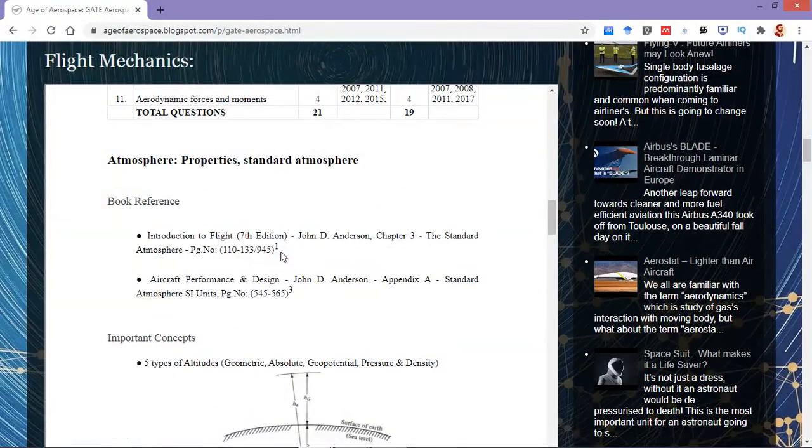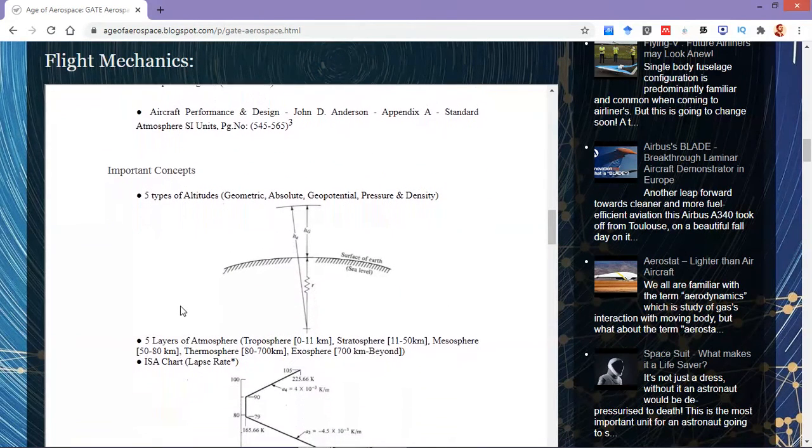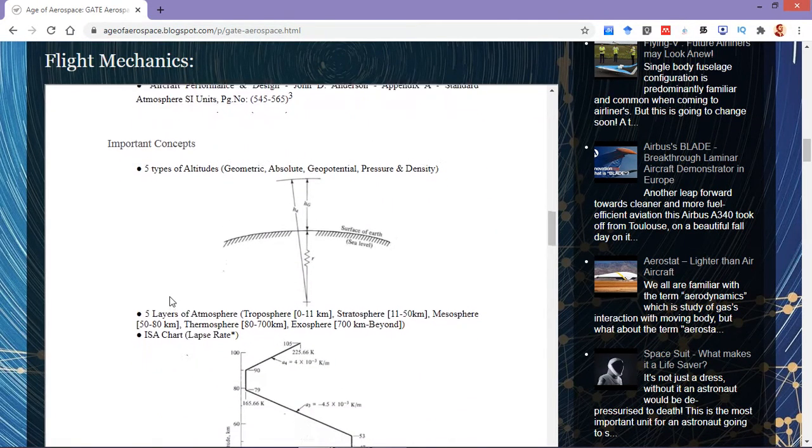Getting to the book reference for knowing in detail about this topic, atmosphere properties and standard atmosphere, I recommend you to go through the Introduction to Flight by J.D. Anderson, and for further reference you can refer to the Aircraft Performance and Design by J.D. Anderson. Here are a few important concepts which you need to know under this topic.